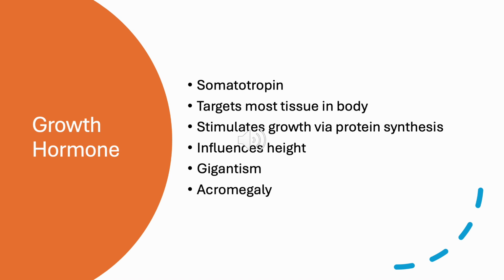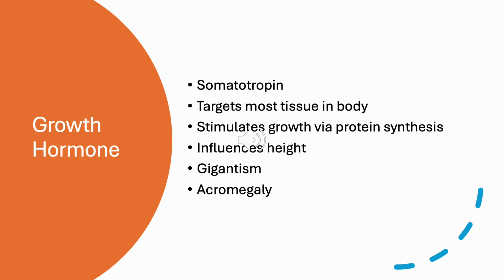So the first hormone we're going to talk about is growth hormone, which is secreted from the anterior pituitary gland. It's also called somatotropin. Do not get it confused with somatostatin, because somatostatin stops growth hormone production. Okay? So this targets most of the tissue in the body, and it stimulates growth via protein synthesis. So it influences our height. It's what causes us to grow.